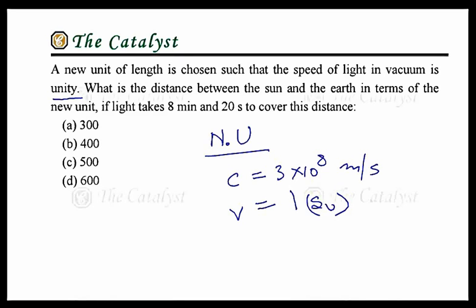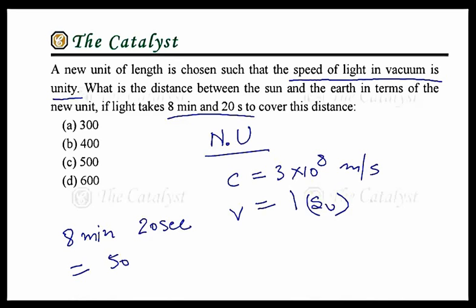Do you understand the meaning of this sentence? Okay. Now, if the light travels for 8 minutes and 20 seconds, 8 minutes and 20 seconds means 500 seconds, right? 8 into 60 is 480 plus 20 is 500 seconds. Now you have to specify the distance between the sun and earth, because light takes 500 seconds to reach from sun to earth, right?